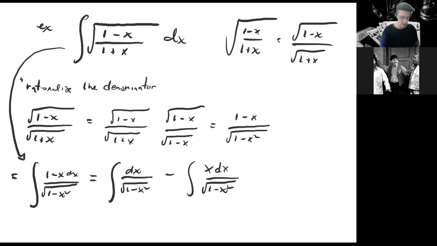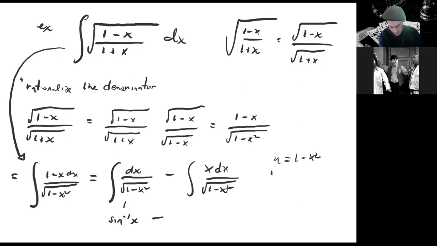Now the first of these integrals is just the arc sine, the inverse sine function, because the derivative of inverse sine is 1 over the square root of 1 minus x squared. So this is the inverse sine of x. And what's the second integral? Well, we've done this integral actually already several times. It's a u substitution, and I'm going to spare you the details because you should be able to do this. You're going to let u equal 1 minus x squared.